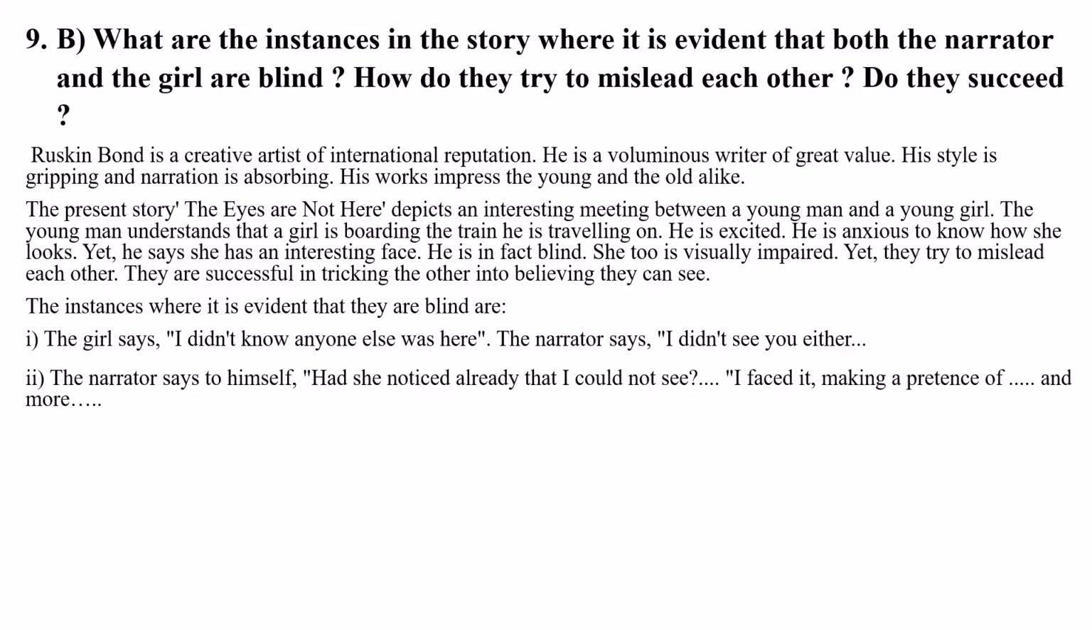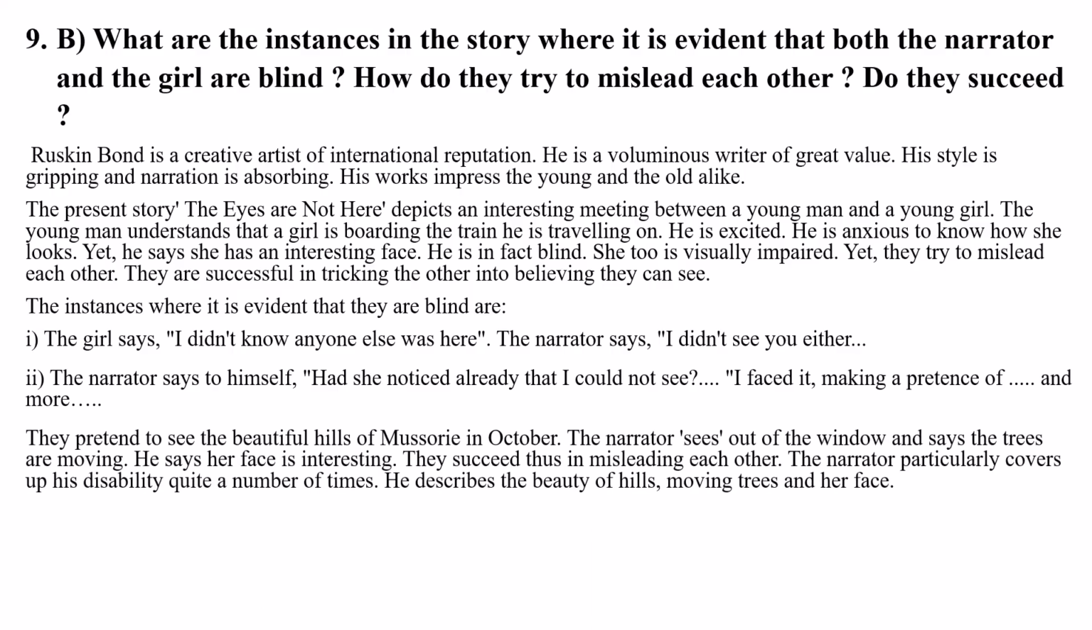So do they succeed? How did they succeed? They pretend to see the beautiful hills of Mussoorie in October. The narrator sees, I have put it in apostrophes, students, so that means he's pretending. So the narrator sees out of the window and says, the trees are moving. He says her face is interesting. They succeed thus in misleading each other.